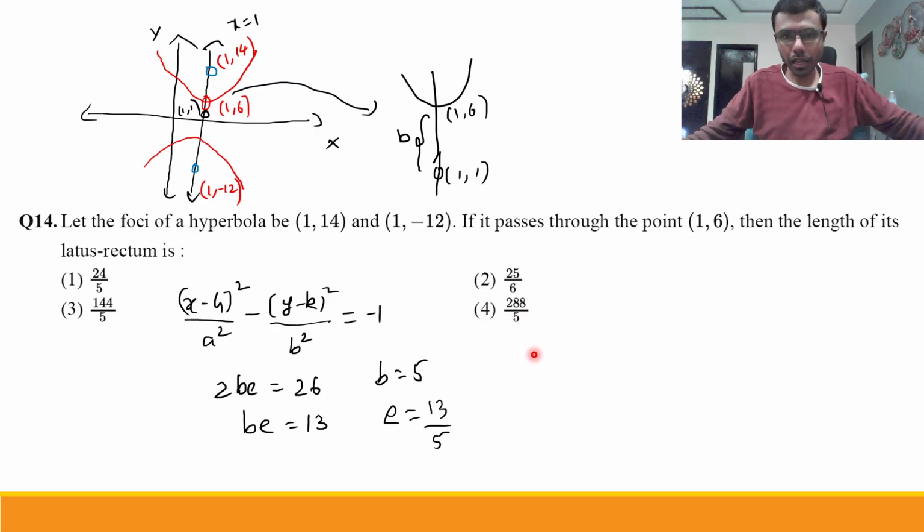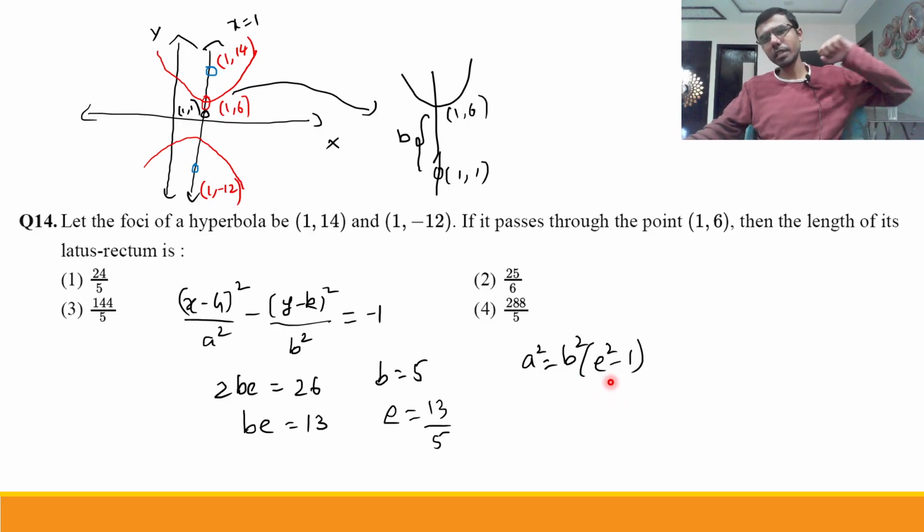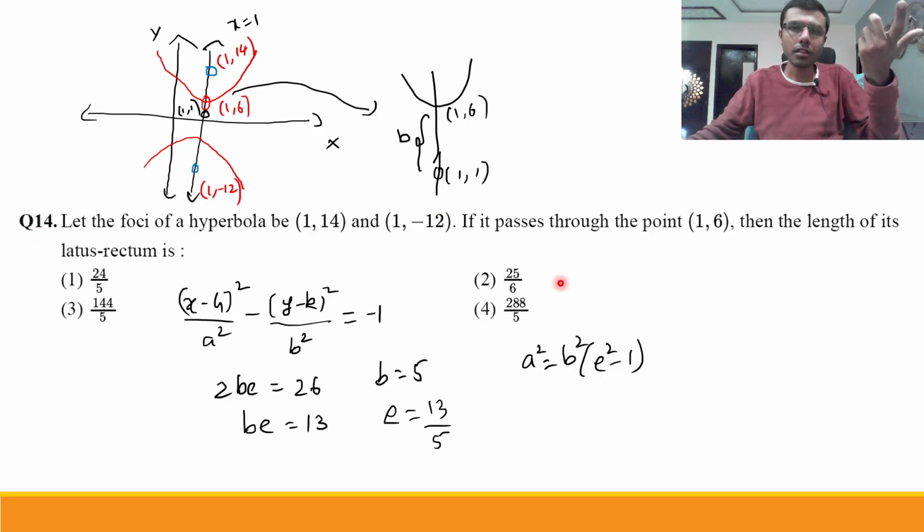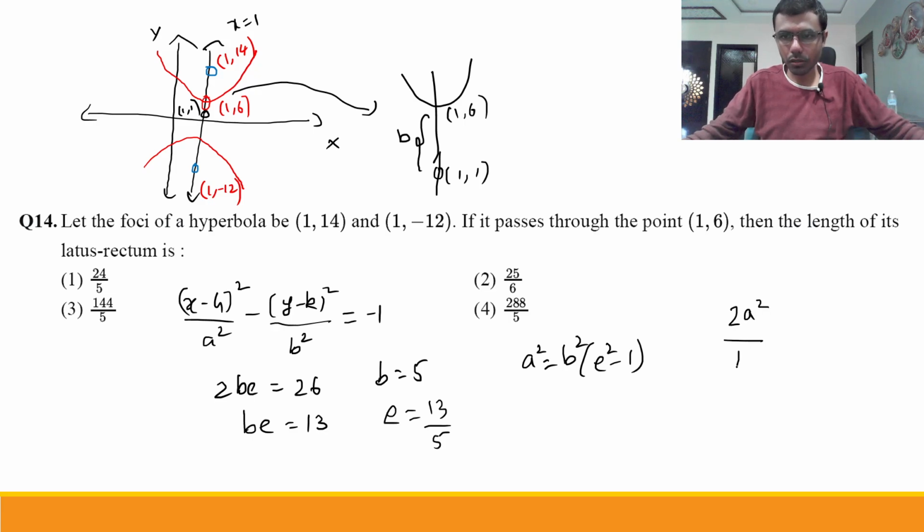Now how to find out a? To find a, a square is equal to b square into (e square minus 1). You will get a. And what is the length of latus rectum formula for this hyperbola? Generally, had it been the right and left one, the formula would be 2b square by a, but here it is 2a square by b.